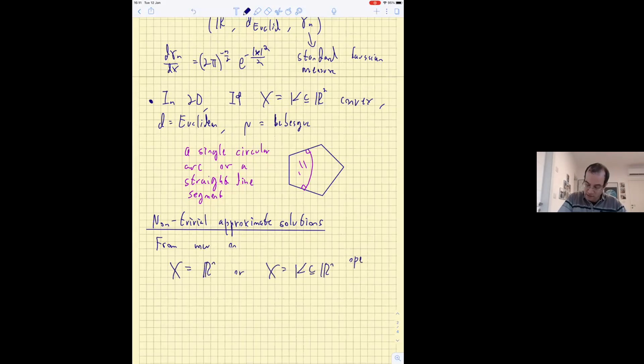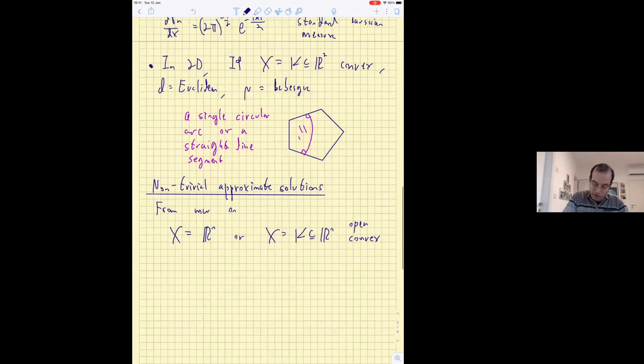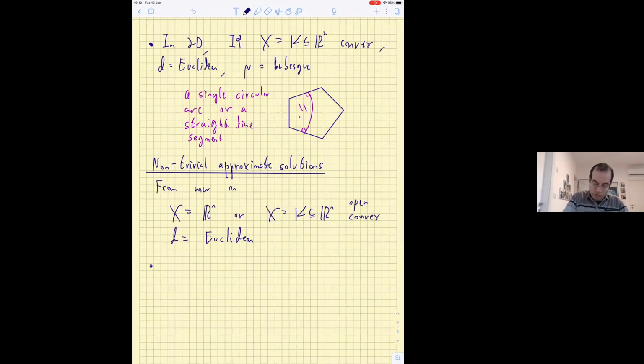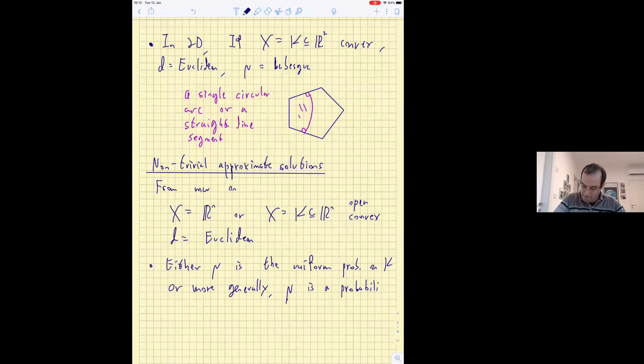Say open and convex. Our metric d will be Euclidean. Now, what about mu? Either mu is the uniform measure, so if K is bounded, the uniform probability measure, or more generally, it can be a log-concave measure. Always a probability measure, with a log-concave density. With density p, let's say on Rn, which is log-concave.